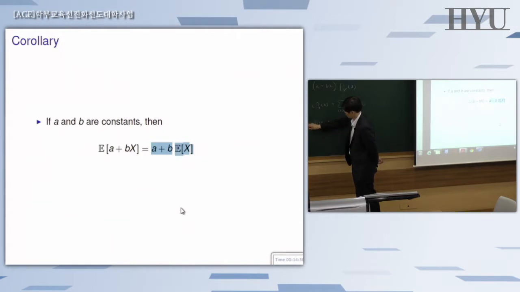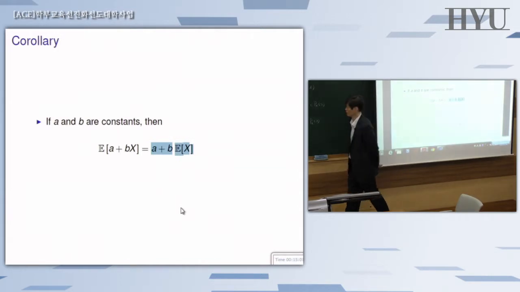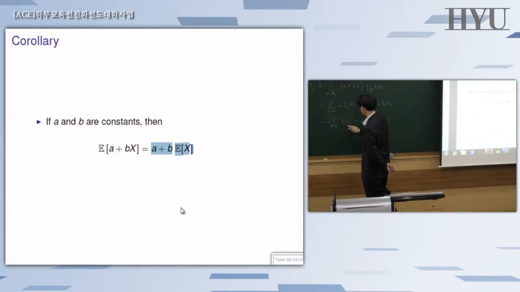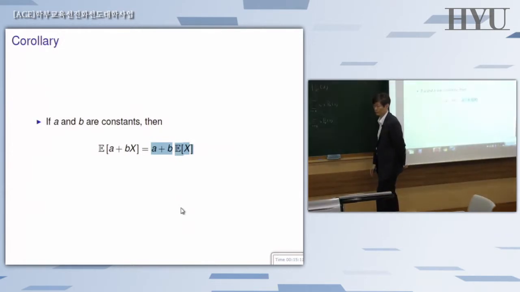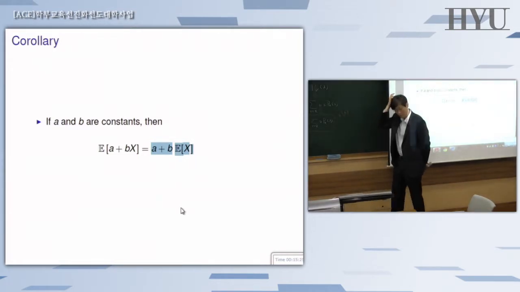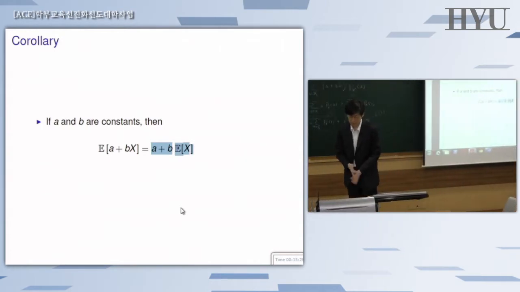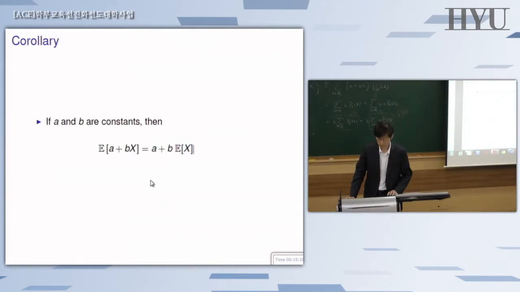What is this? Why? Because it's a PMF. Yeah, exactly. So that's one because it's a PMF. What about that? That's the expectation of x, yeah, exactly. By definition. So you're done. Okay? Quite simply done. So that's how you show it.